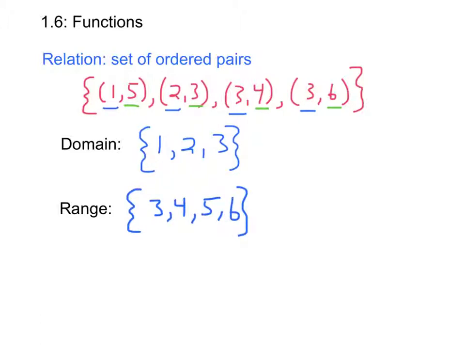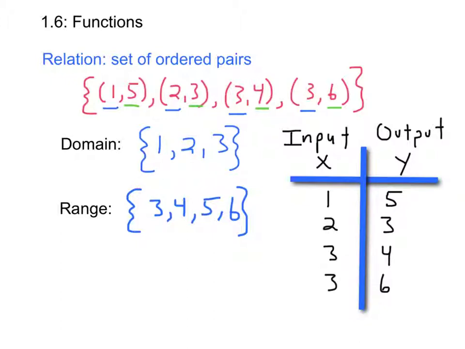We usually like to think of a relation as an input-output relationship. This can be done by using a table, and we'll always make the input our x, or our independent variable, and the output is always going to be the y, or the dependent variable. And if we look at each of these ordered pairs, if x is 1, y is 5. So that's represented right here in this table.